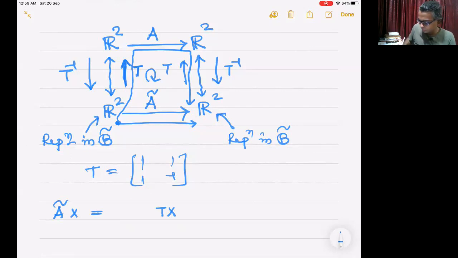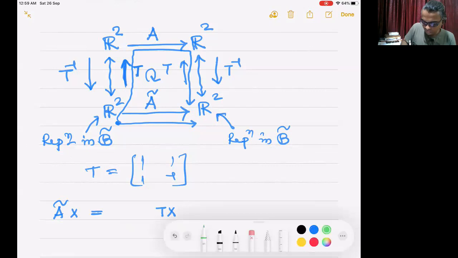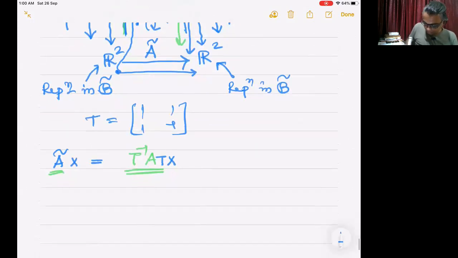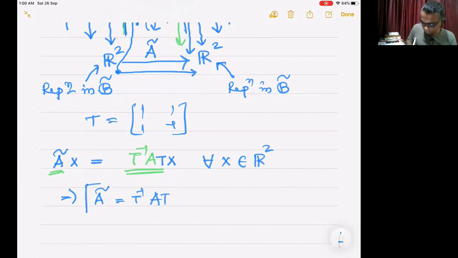Okay, let me use a different color. Follow this path, that is T. Then follow this path, which is A. Then follow this path, which is T inverse. So by just chasing the diagram, I know that A tilde must then be equal to T inverse AT, because this should be true for every x. This is true for all x, which then means A tilde must be equal to T inverse AT. That's it.